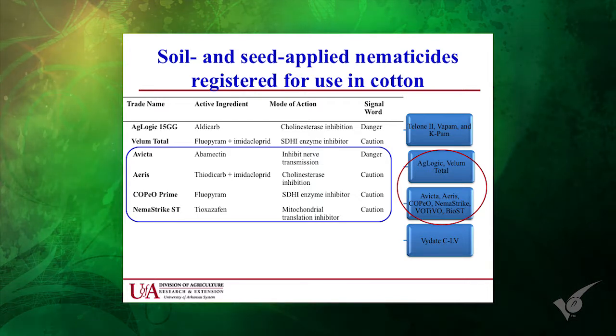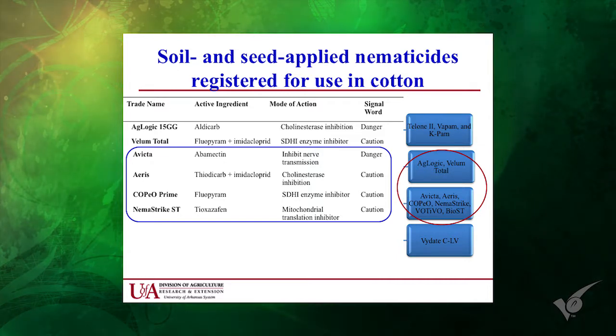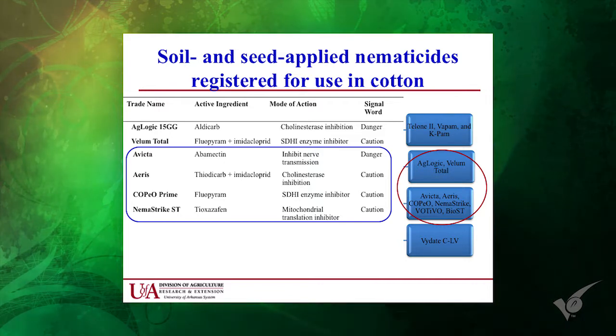So just expand on those a little bit. I know you're probably familiar with those, but AgLogic 15G is just aldicarb or old Temik. Then the other soil applied is Velum Total, which is the fluopyram plus imidacloprid. So again, a nematicide as well as an insecticide, kind of pairing up to be similar to what the aldicarb would do. Then the seed applied chemicals.